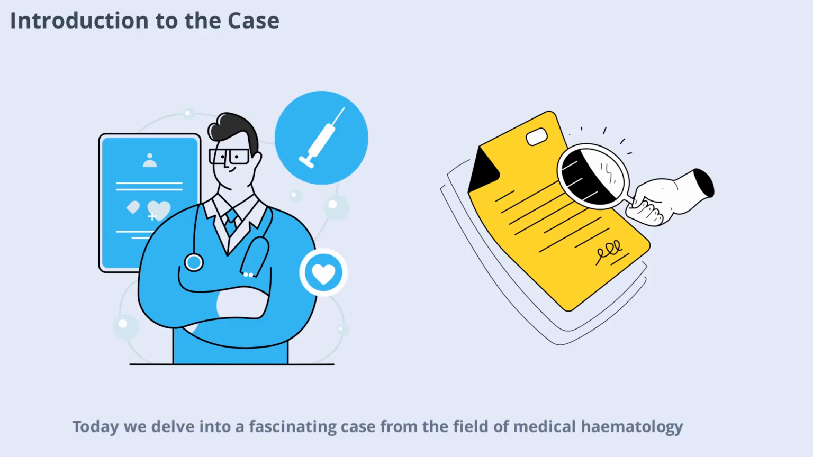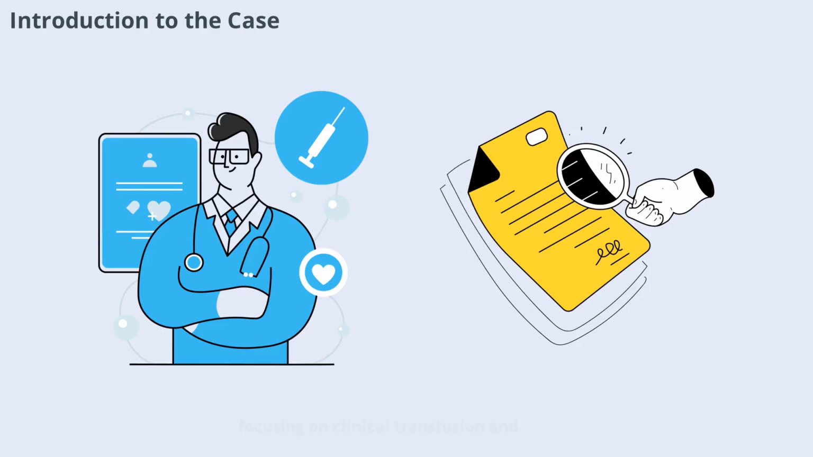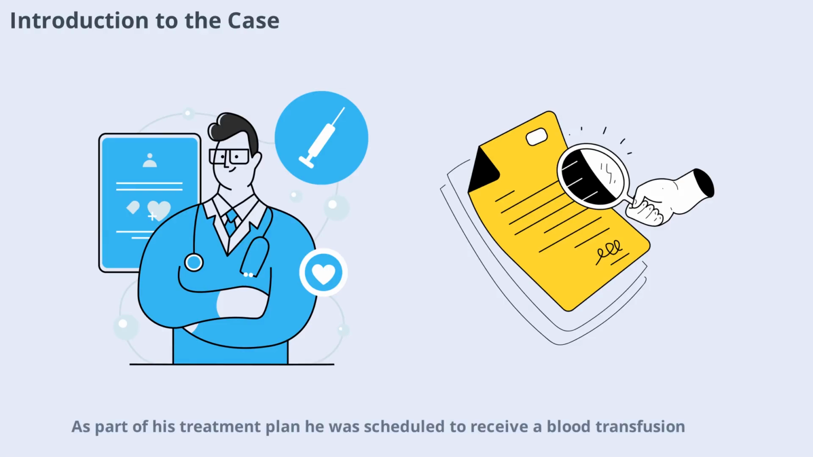Today we delve into a fascinating case from the field of medical hematology, focusing on clinical transfusion and the complexities of blood group identification. Our story centers on a 13-year-old boy who was admitted to the hospital with acute severe aplastic anemia. As part of his treatment plan, he was scheduled to receive a blood transfusion. However, what seemed like a routine procedure soon revealed an unexpected twist during his blood type examination.